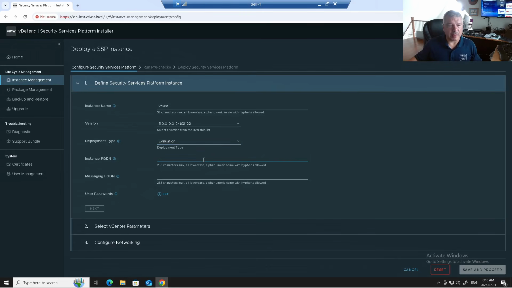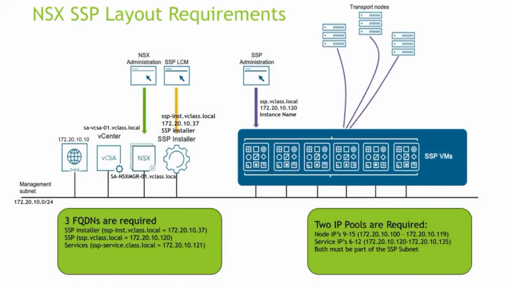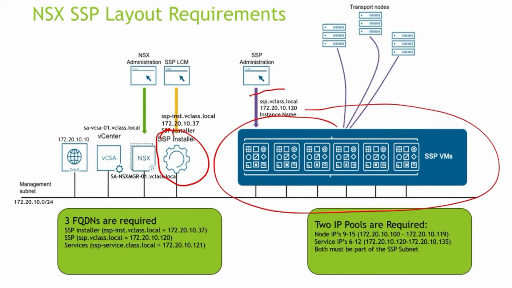The instance name, fully qualified domain name. Okay, and then we have our messaging, fully qualified domain name. So the instance is, let me go back to my iPad. So on my iPad, the instance name, here's my installer. That's what we installed, okay? The instance name is, again, this whole thing. So in my environment, I'm calling it ssp.vclass.local. So security services platform, right? And you'll see there's its IP address, all right? I'll talk about that again shortly.